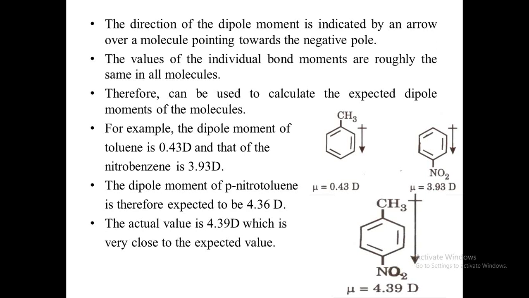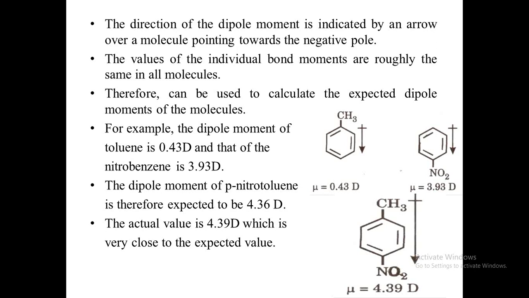The values of individual bond moments are roughly the same in all molecules. Individual bond moments can therefore be used to calculate the expected dipole moment of a molecule. This is a very interesting example. Here we have mentioned three examples. First one is toluene, which has a methyl group attached to a benzene. Its dipole moment is 0.43 D.